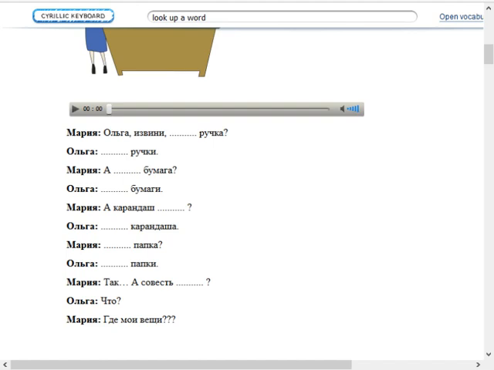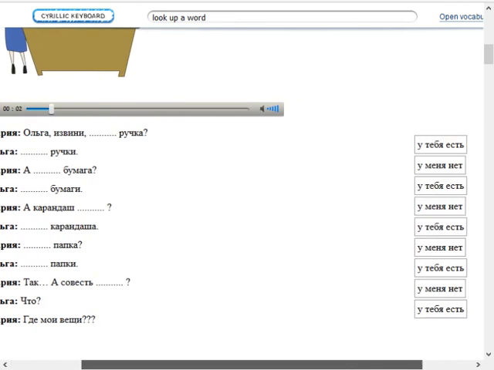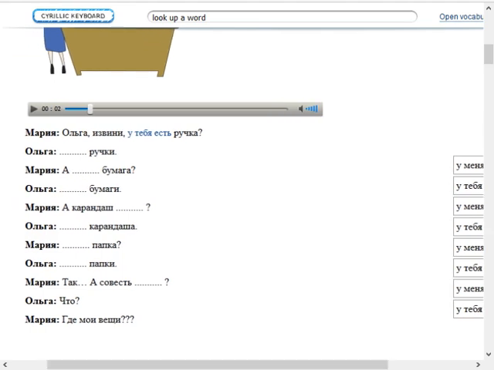Okay, let's go through this again. So Maria says, Ольга, извини, у тебя есть ручка? У тебя есть, literally at you is, or is available, exists. So basically, do you have a ручка, which is a pen? And let's see, I may need to check the vocabulary for some of these, since I'm not sure about some of the office materials that they mentioned. I think we might have learned these in a previous lesson, and I probably forgot since then, so I apologize.